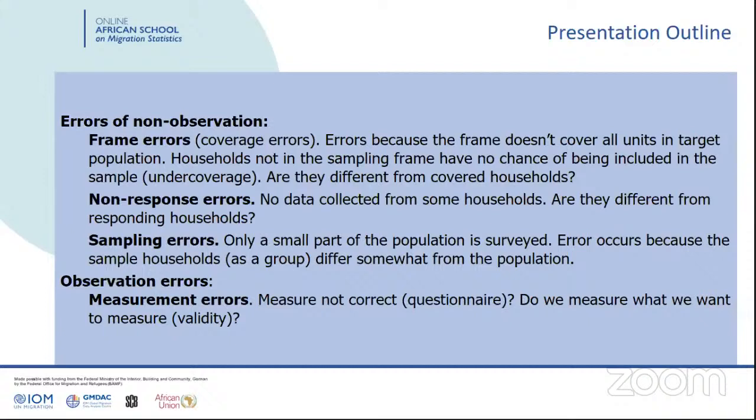Well, sampling errors, you know what it is. Measurement errors: did we measure correctly? Did the interviewers put the question correctly? Is the thing we measure the phenomenon we are really interested in? That's a question of validity.